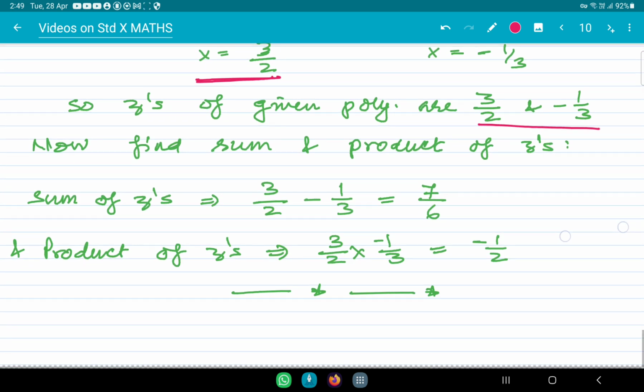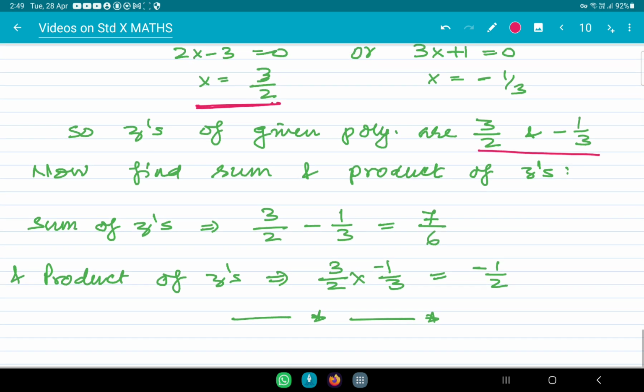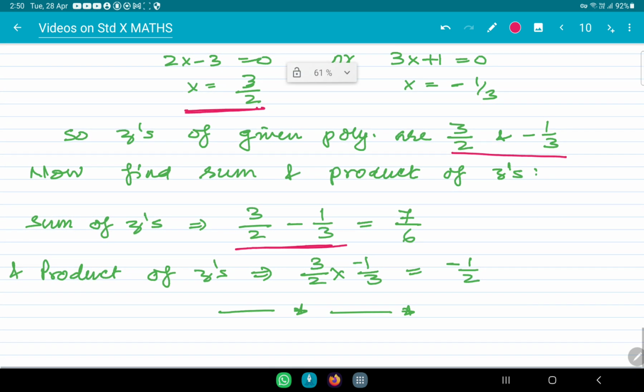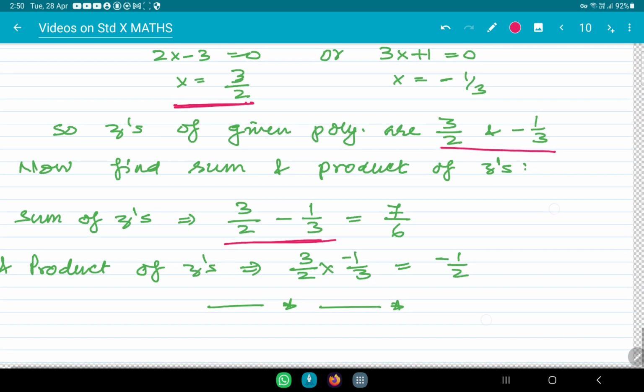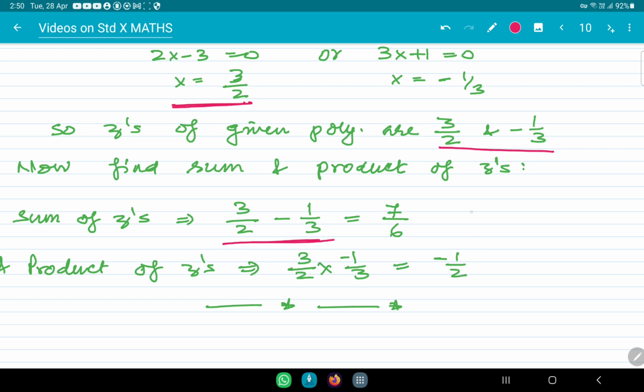Now find the sum and product of zeros. Why are we doing the sum and product of zeros? So that the relationship between zeros and coefficients can be verified. So what is the sum of zeros? Just add these two. 3 by 2 minus 1 by 3 we get 7 by 6, and the product of zeros, 3 by 2 into minus 1 by 3, we get minus 1 by 2.